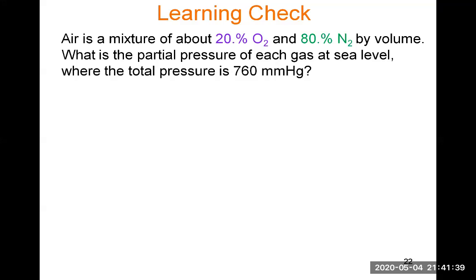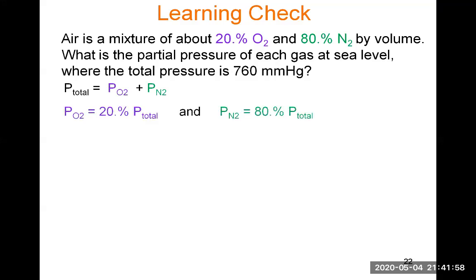So here we know that the total pressure will be equal to the partial pressure of oxygen plus the partial pressure of nitrogen. We know that the partial pressure of oxygen is 20% of the total pressure, right? Because the mixture is made of 20% oxygen. So you take 20% of the total pressure, and that's going to give you the partial pressure of oxygen. Same thing with nitrogen. You take 80% of the total pressure, and you will get the partial pressure of nitrogen.